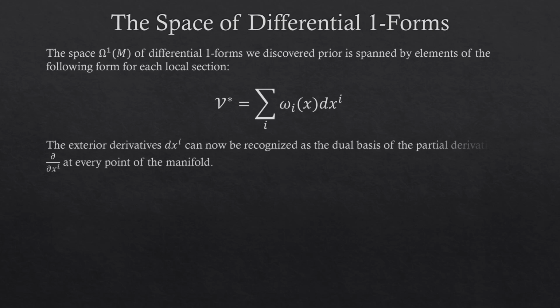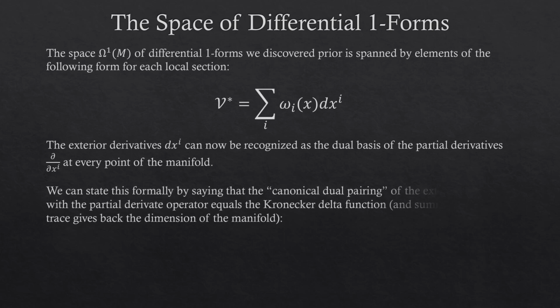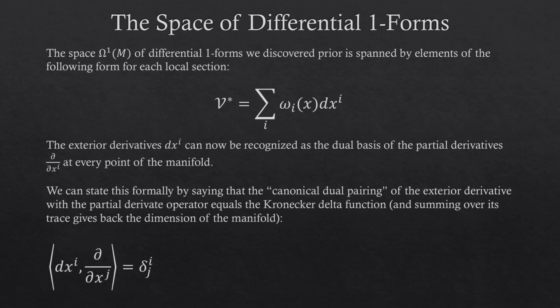The exterior derivatives can now be recognized as the dual bases of the partial derivatives at every point of the manifold. We can state this formally by saying that the canonical dual pairing of the exterior derivative with the partial derivative operator equals the Kronecker delta function. And this is essentially a generalization of the identity matrix. When we sum over its trace, this gives us back the dimension of the manifold.